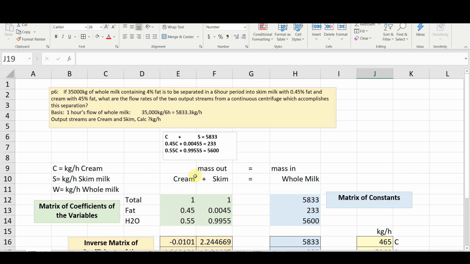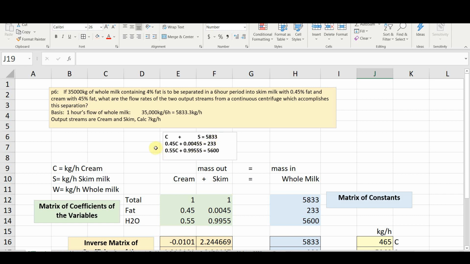A basic equation is that mass out equals mass in. So the mass out is the mass of the cream plus the mass of the skim milk, and together that must equal the mass of the whole milk that went into the system. We have two unknowns, the flow rate of cream and the flow rate of skim. We'll need at least two independent equations. So the first equation describes the total flow through the system. We can also write an equation for each component in the system.